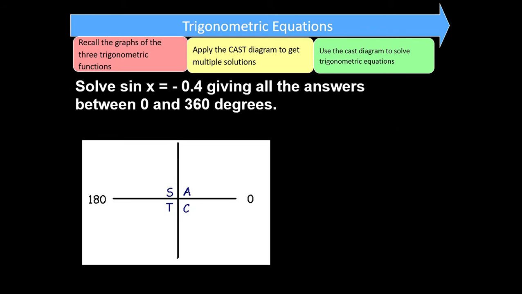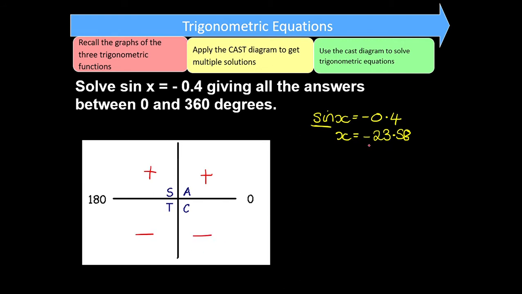So the next one, I want to show you how to make sure you know how to deal with a negative angle. So I start off just as I did before, and I'm going to do the inverse sine of minus 0.4, which gives me minus 23.58. We are dealing with sine. So sine is positive here and here, negative at the bottom.